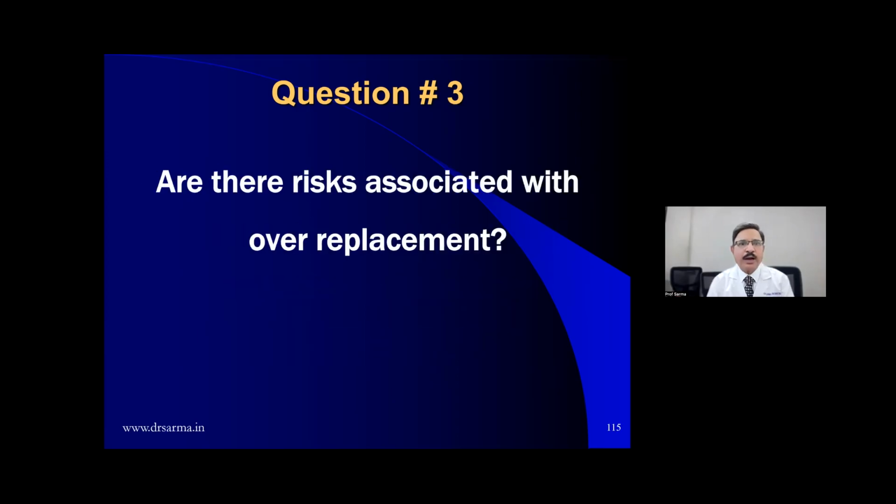Are there risks associated with over replacement of thyroid? Yes. And how do I ward it off? By looking at the TSH frequently. The moment TSH is coming down, that means I'm giving more, so bring down the tablet from 12.5 milligrams. You cut down.